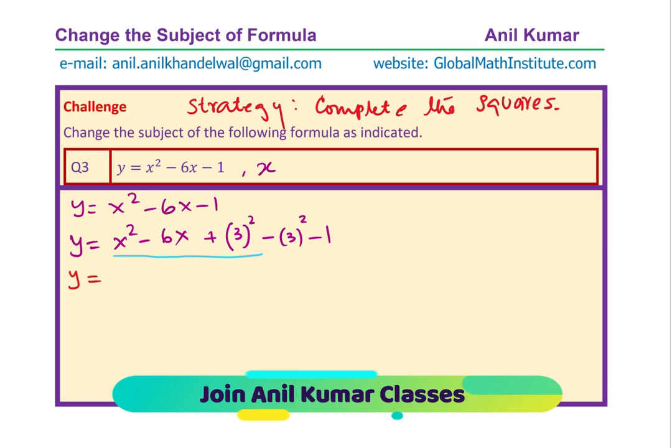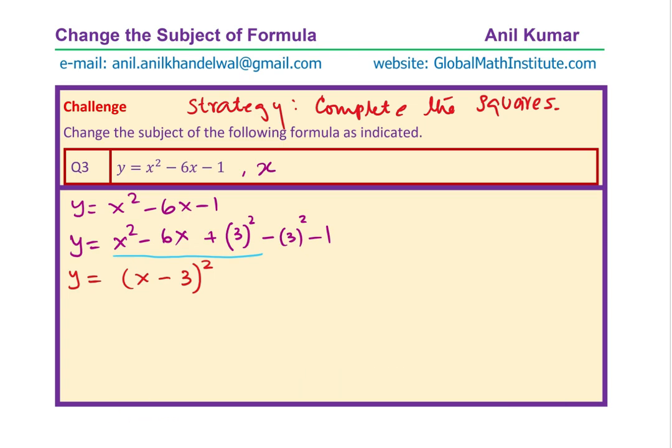So we can now write this as y equals (x minus 3) whole squared, and we subtract the 3 squared from the other side. So that becomes a perfect square. You should remember what (a minus b) whole squared equals. It is a squared minus 2ab plus b squared, correct? Here a is 1, b is minus 6 and c is 3. So (x minus 3) squared, if you expand, you get the first 3 terms. Perfect. Now let me open the bracket. 3 squared is 9 and we have minus 9 minus 1. So we can write this as y equals (x minus 3) whole squared minus 10. So this is step number 1, which is completing the square.